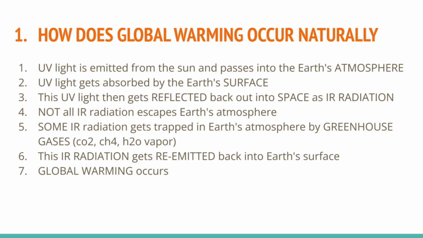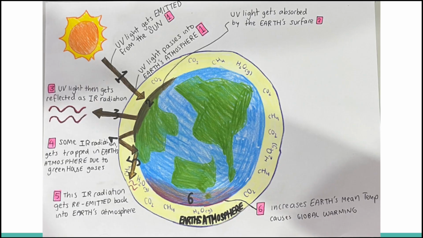But not all infrared radiation escapes Earth's atmosphere. Some infrared radiation gets trapped in Earth's atmosphere by greenhouse gases, methane, carbon dioxide, and water vapor. This infrared radiation gets re-emitted back into the Earth's surface, and this means global warming occurs. So I drew a picture so you can follow along with the steps.